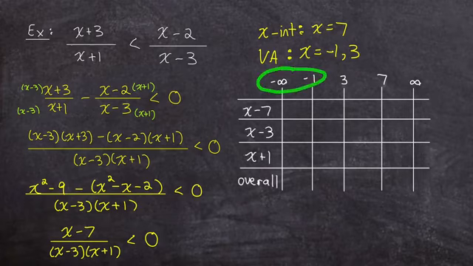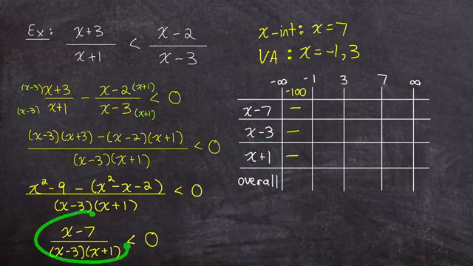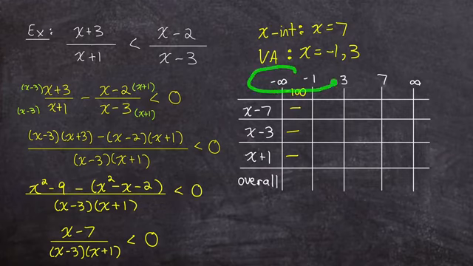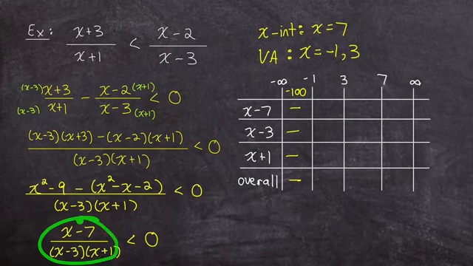Within the first interval from negative infinity to negative 1, pick any number in that interval. I'll pick negative 100. That would make x minus 7 be negative 107, which is negative. It would make x minus 3 be negative 103, which is also negative. And it would make x plus 1 be negative 99, which is also negative. So in this rational function, I can see in this interval from negative infinity to negative 1, I would have a negative divided by a negative times a negative. An odd number of negative factors gives a negative result, which means this rational function in that interval is negative, so it is less than 0, which means this interval is going to be part of my solution set.